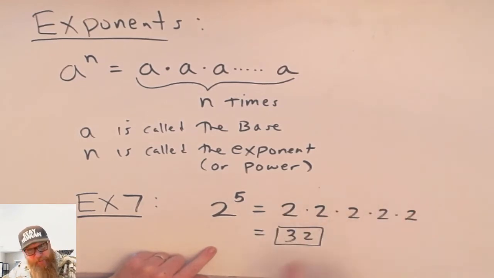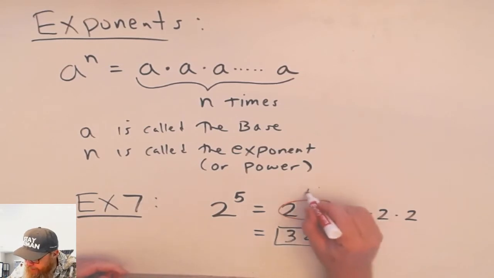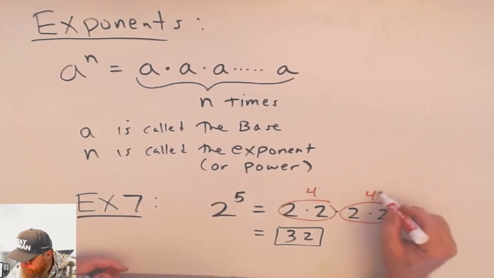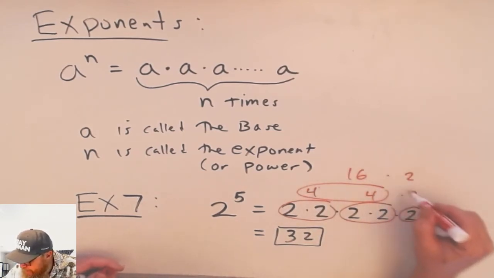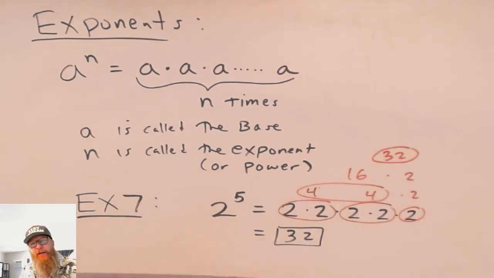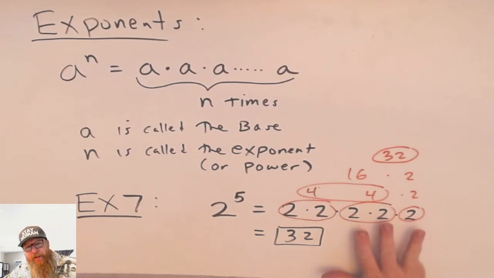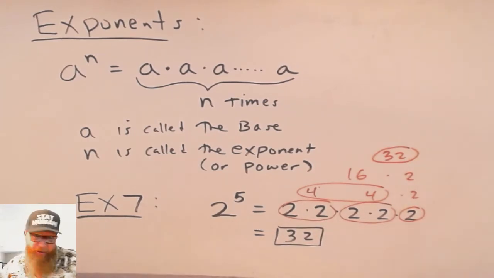I typically just go from left to right. If you prefer grouping, you can do grouping. 2 times 2 is 4. 2 times 2 is another 4. 4 times 4 is 16. And then bring this 2 up. 16 times 2 is 32. Or you can go 2 times 2 is 4, and then if you remember from the lecture on prime numbers, 2 times 2 times 2 is 8. So you automatically get 4 times 8, and that still gives you 32. You're going to get 32 either way you do it.